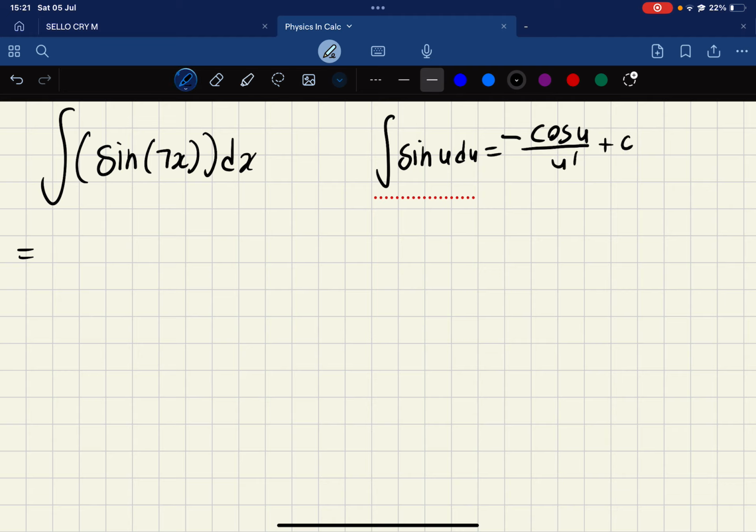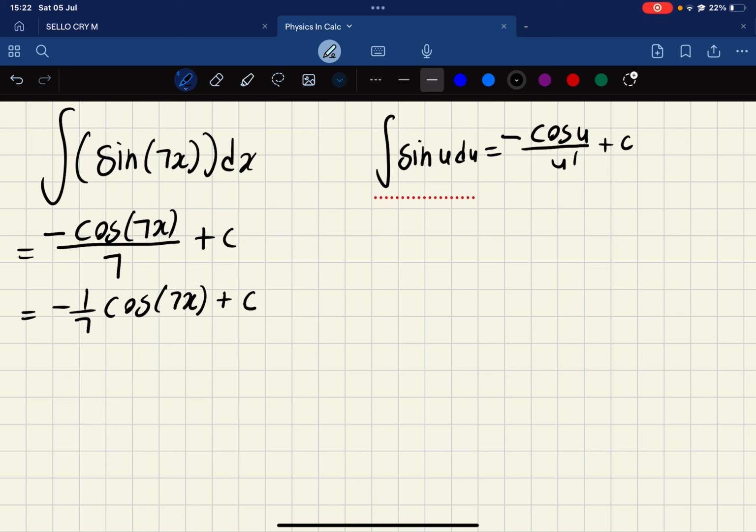Meaning that here our answer is going to be: the integral of sine 7x is negative cos, what is the u? The u is 7x. Then divide by u prime. What is u prime? The derivative of 7x is 7. Then we say plus c, meaning your answer is negative 1 over 7 cos 7x plus c.